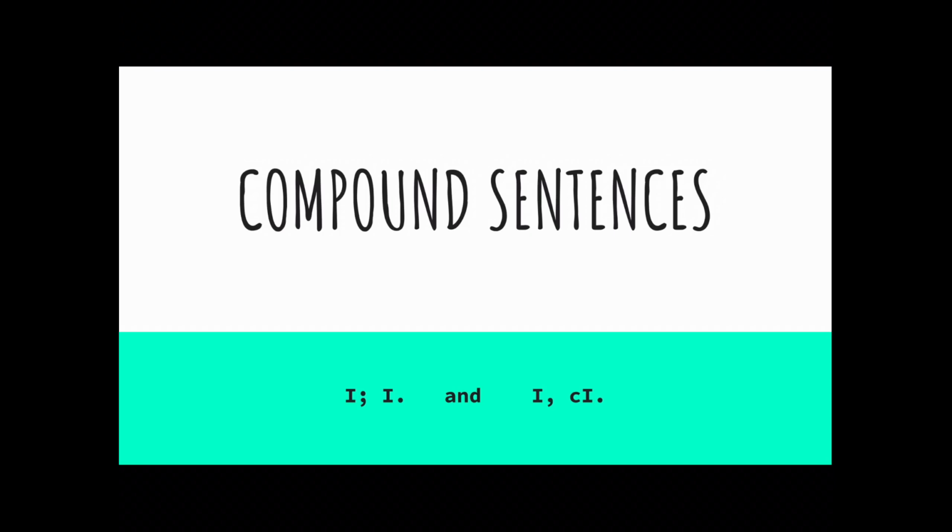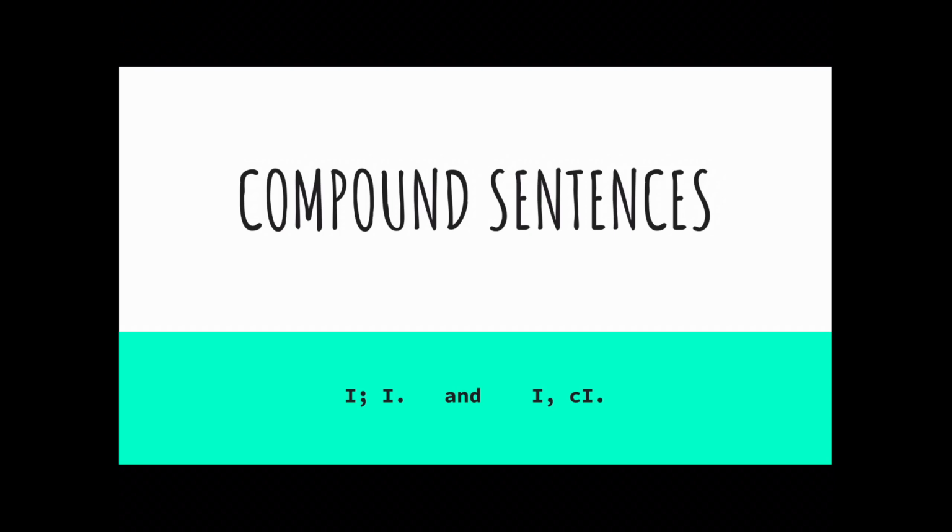We are today going to learn a new sentence type. For the past couple of weeks you've been learning about simple sentences. Simple sentences are sentences that contain one independent clause. They can be as simple as just a subject and a verb. Today we're going to learn about compound sentences.